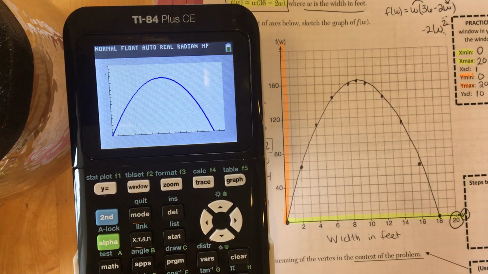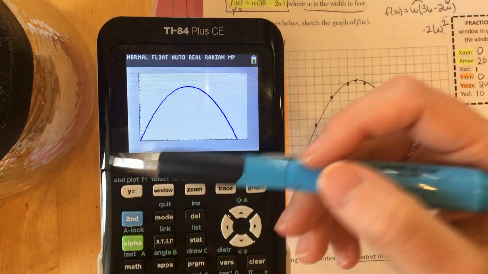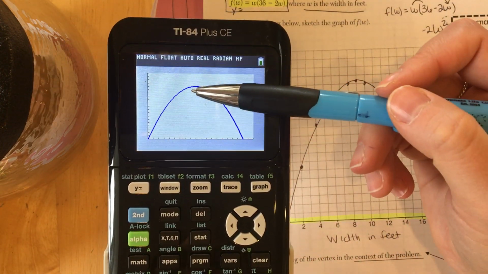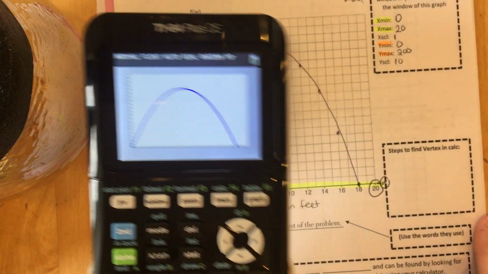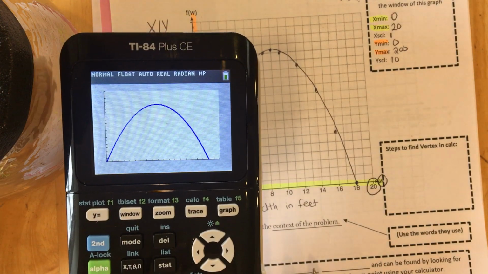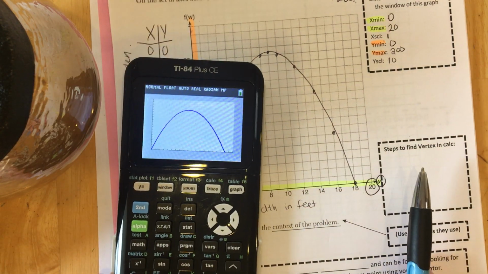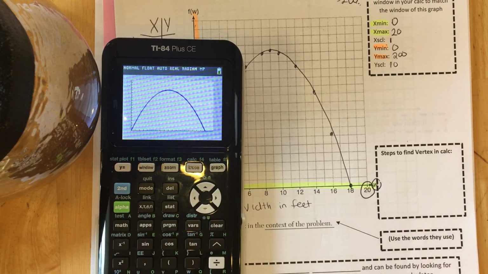So that's always good to know, especially if you were ever looking for your vertex, you would need to expand your window so that you can see the whole thing, all right? So that's important, and look at that. I actually didn't even read that. Steps to finding your vertex in your calculator. So we are looking for our vertex. So I'm gonna do it this way.